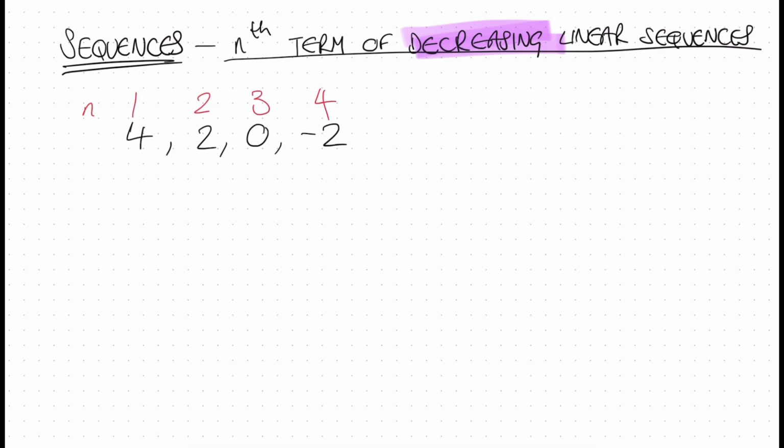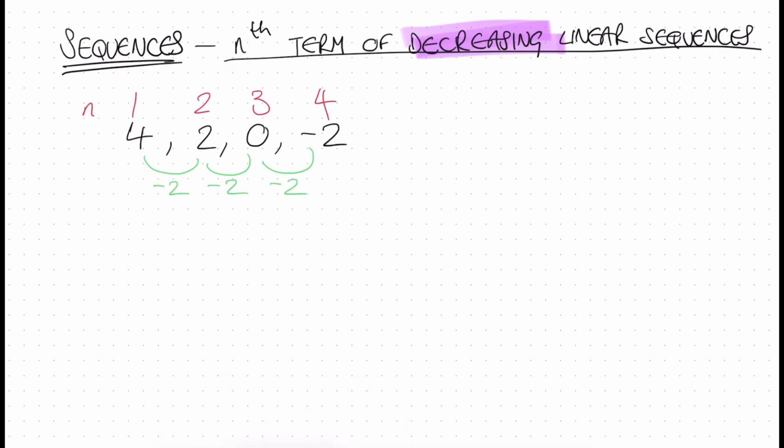Now exactly the same again. You just look at what the difference is between each of the terms. Now, the difference is going to be exactly the same, just like in increasing linear sequences. However, this time it's going down by 2. So 4 to 2, it's minus 2, minus 2, minus 2.